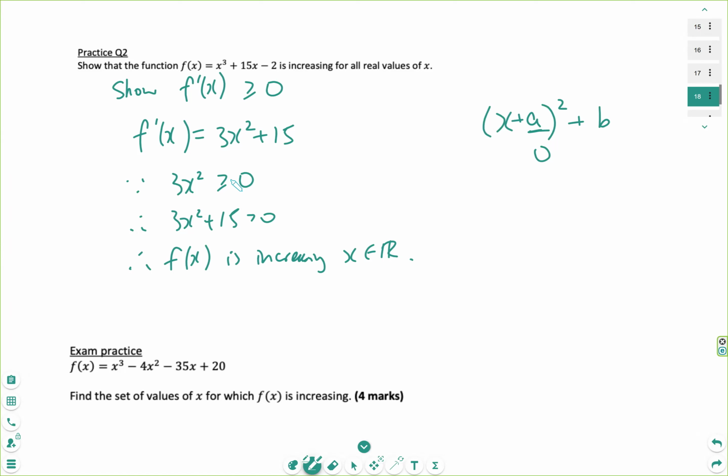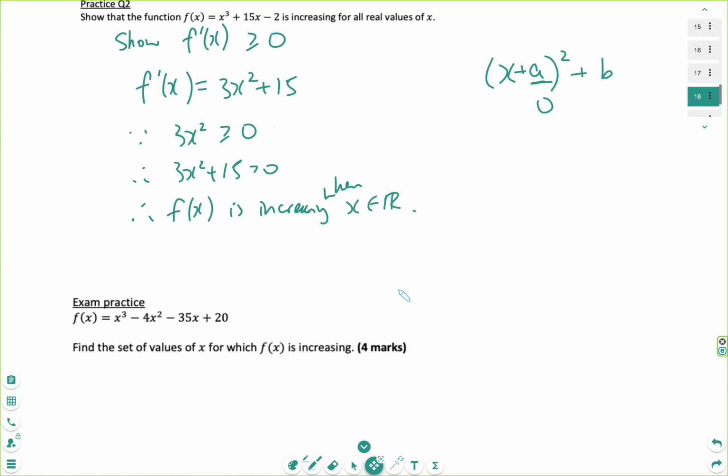Because 3x squared is greater or equal to 0, therefore 3x squared plus 15 is definitely greater than 0, and therefore f of x is increasing when x belongs to the set of real numbers. Okay, right. So next one, again, exam practice.